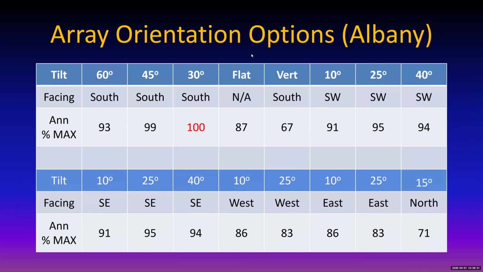Orientation, here's a story for Albany. And this just gives an assortment of your optimum amount is going to be south facing at a 30-degree tilt. But if we tilt it at 45 degrees facing south, you still only lose 1%. 60 degrees facing south, you lose 7% on the year. This is annual production. Looking southwest, east, even north, the numbers don't drop.